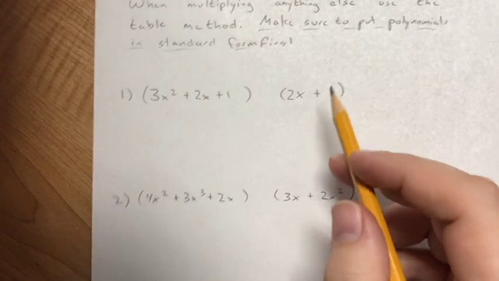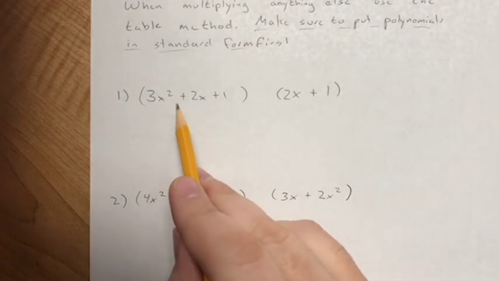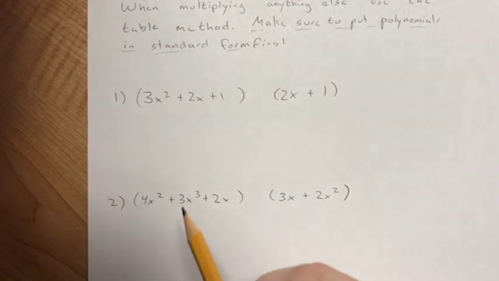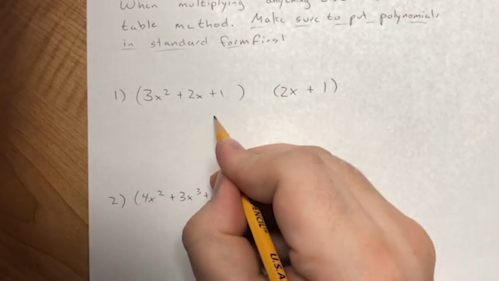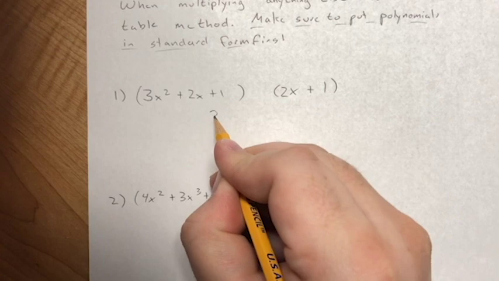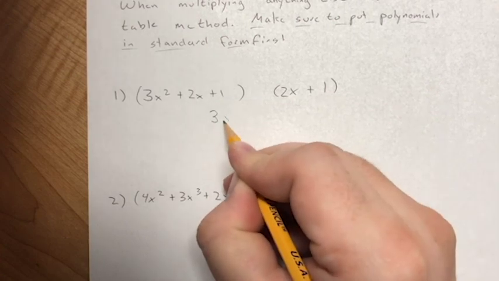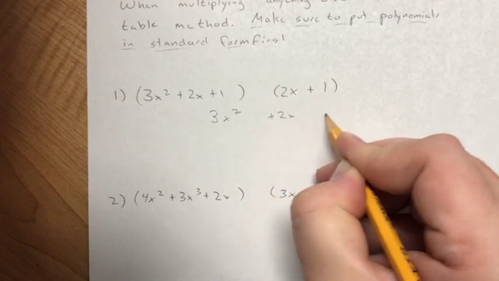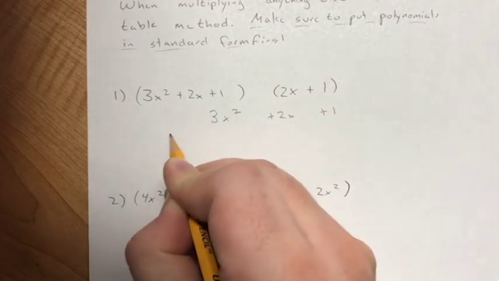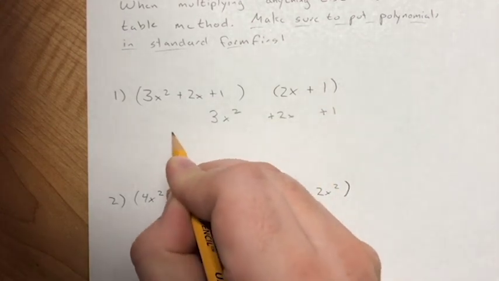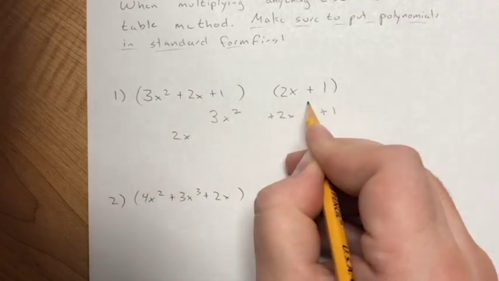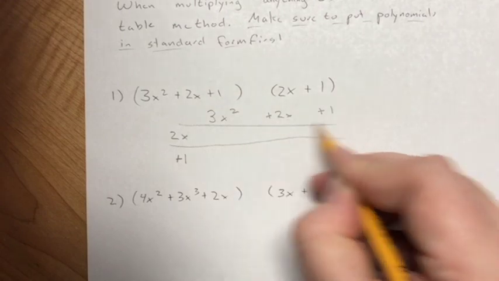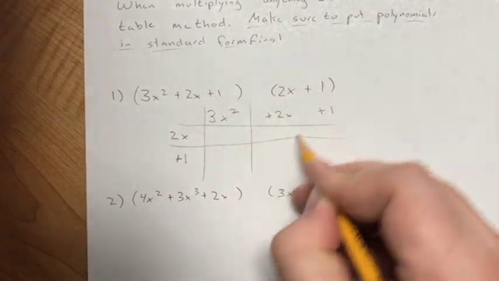What I'm going to do is take this polynomial, 3x squared plus 2x plus 1, and I'm going to multiply it by 2x plus 1. And I am going to make a table. I'm going to make sure that all my terms are spread out. So 3x squared plus 2x plus 1. And then on this side, I'm going to write 2x, and then I'm going to put my plus 1 here. And basically what I've done is I've created a table.